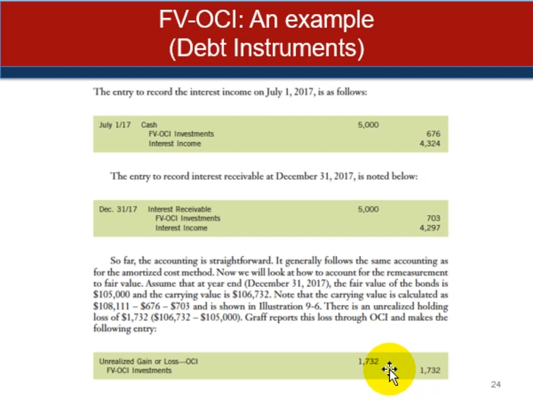And the carrying value is shown in illustration 9-6 in your textbook. There's an unrealized holding loss of $1,732, and so we report that loss through other comprehensive income and make the entry to change the value. So interest income in both these cases is recorded as part of net income, and the unrealized gain or loss through the change in the market value of the bond would be recorded as other comprehensive income.